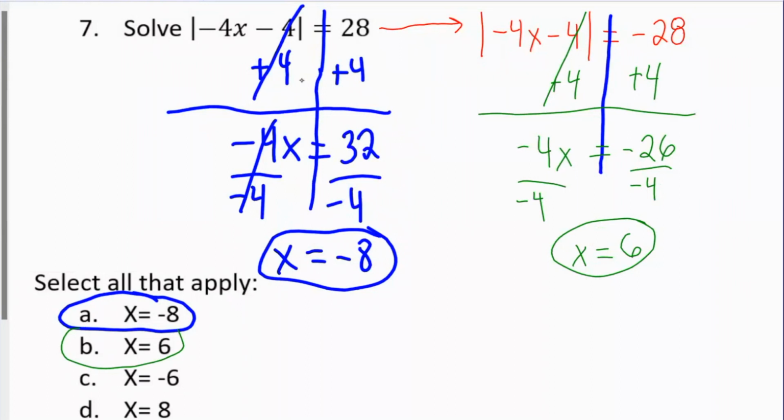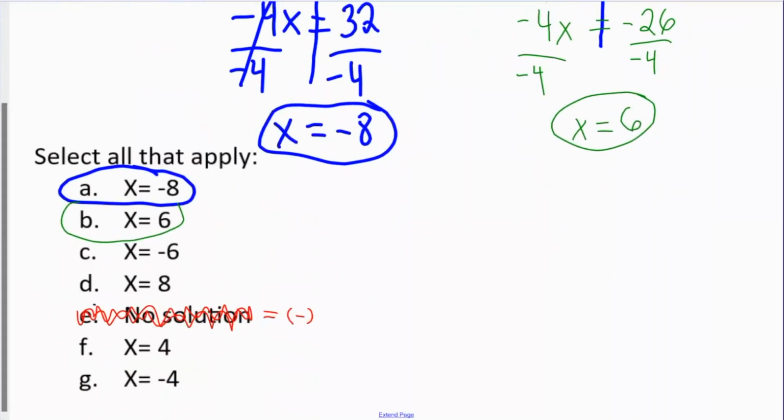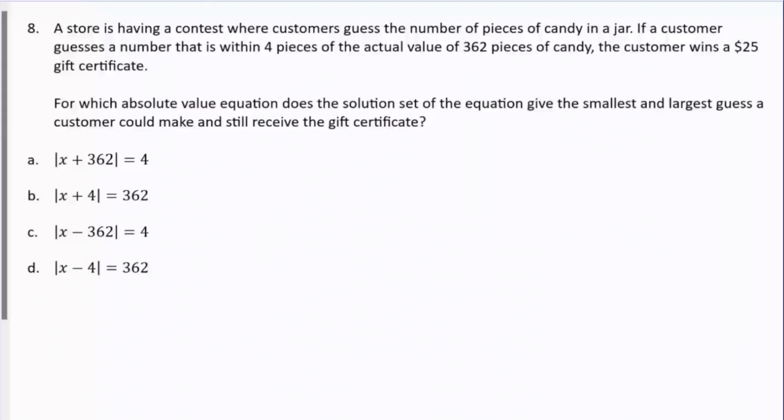Now, let's say you forgot how to do all of this. You could always go back and plug in the possible answer choices, especially if it's multiple choice. Now, I could check my work by plugging in, and you would plug in for x. If you get a true statement, that means your answer is correct.